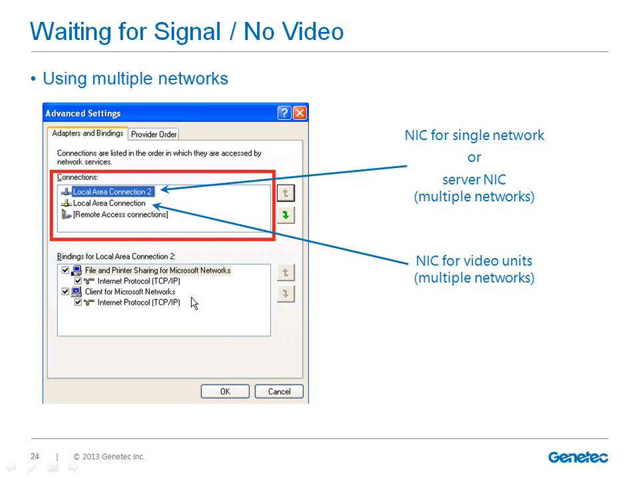The NIC that your servers are on should be on the top of the list here, and the NIC for the video units should be the second one on the list. If there are any other NICs on the system and they're not used, those can be disabled as well. Now, in general, if your servers and video units are all connecting on one network, then make sure the NIC used is on the top of the list.